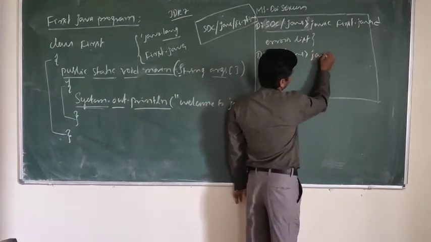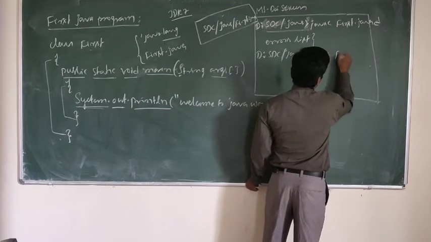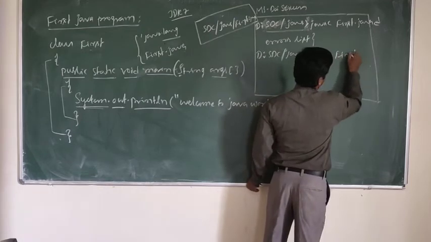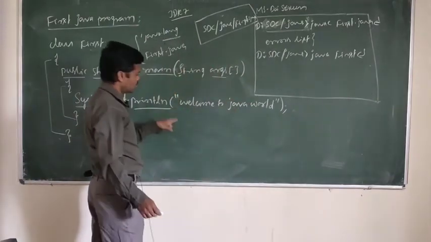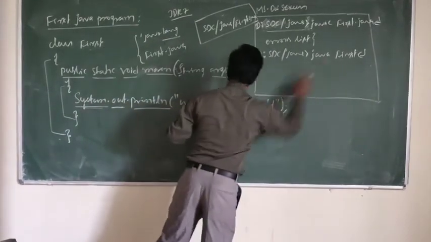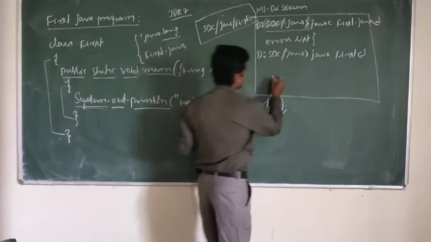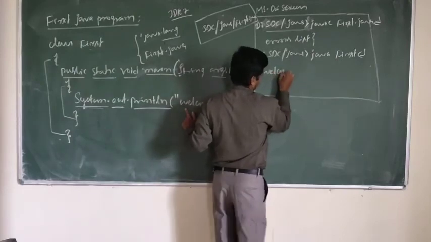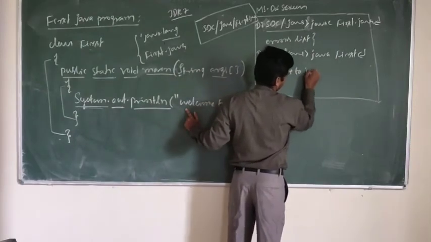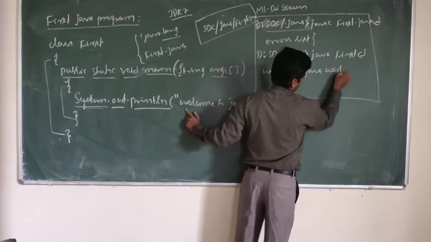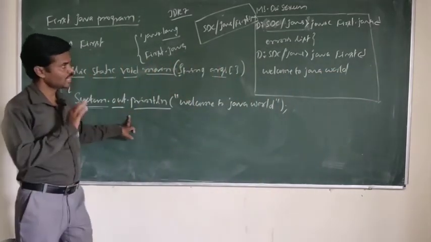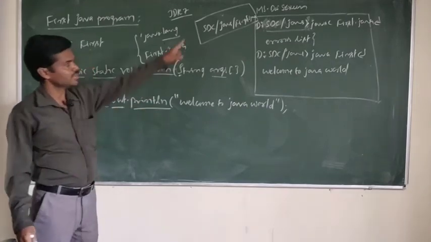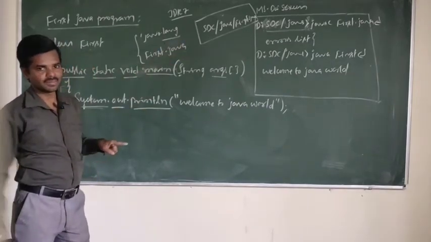How to run? java space file name. What is the file name? First, then enter, then it will display the output. What is the output of this program? Welcome to Java world. So this is the output. Like this we have to compile and run the Java program in the console, that is the MS-DOS screen.